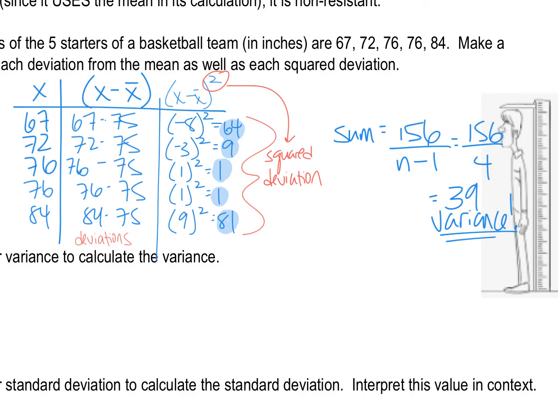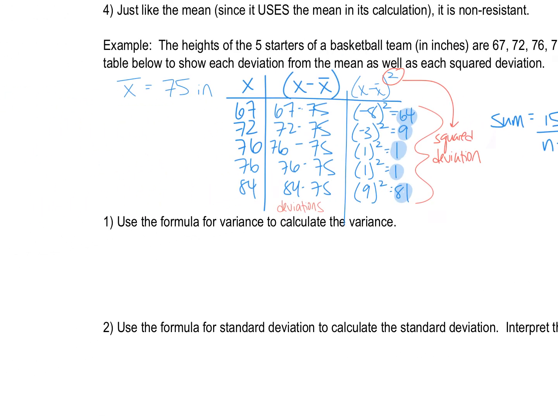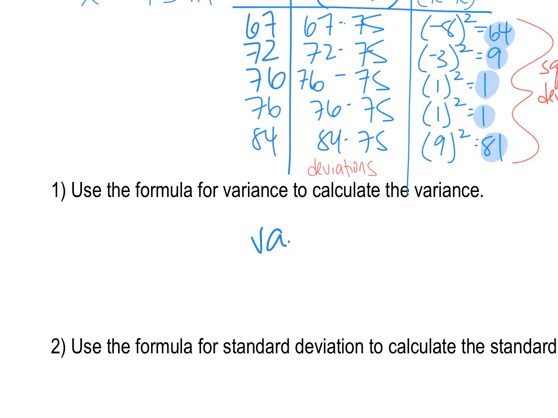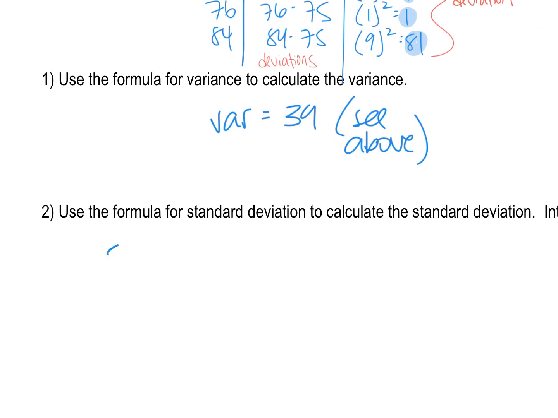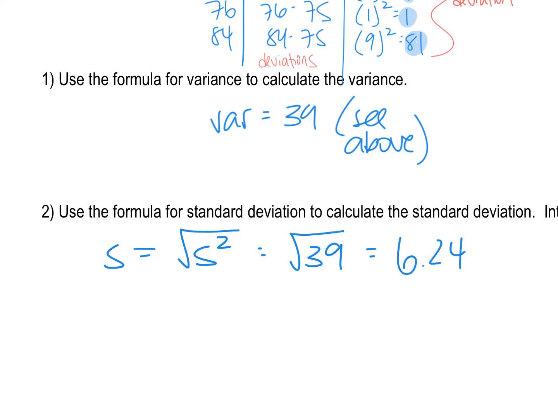And then the last thing is the standard deviation. So I already got variance equals 39, see above. I could have written it down here, no big deal. And now I need to do the standard deviation. So standard deviation equals the square root of the variance, which is the square root of 39. That number happens to be about 6.24 inches.